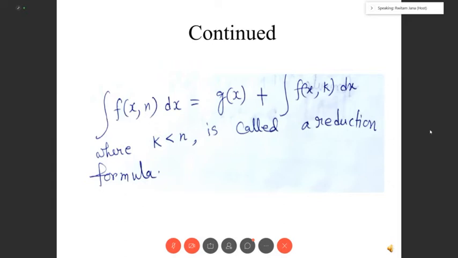So after integrating by parts, after some steps, you get similar types of integration like integration f of x comma k dx, where your integrand still depends on the variable x as well as another integer parameter k, where k is strictly less than n, and this formula is known as a reduction formula in case of integration.